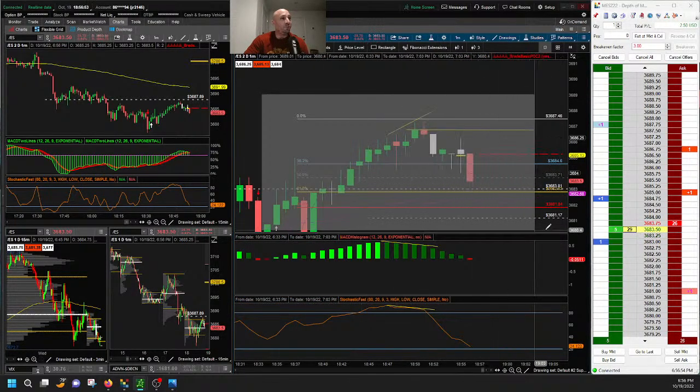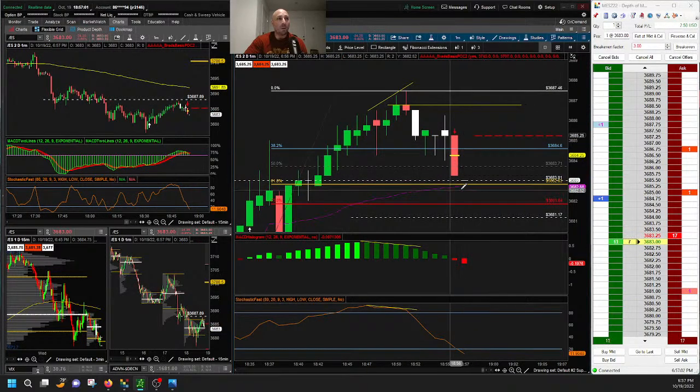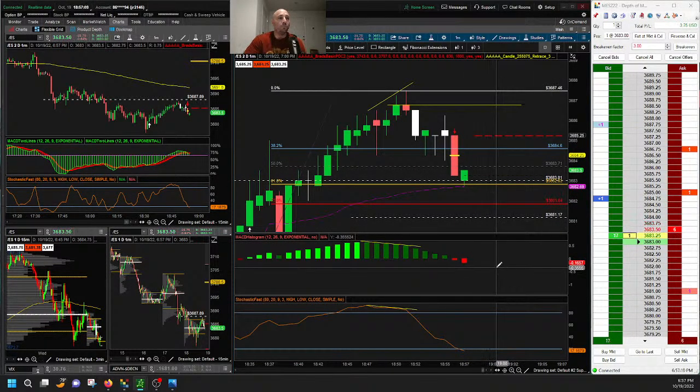So watch price come down, right? We're coming down into this 61.8, which is also that 83. We have multiple things. I got filled, right? And we should see a reaction with a bounce back up. I'm looking for 2 points right here.